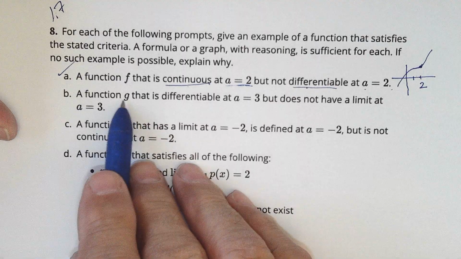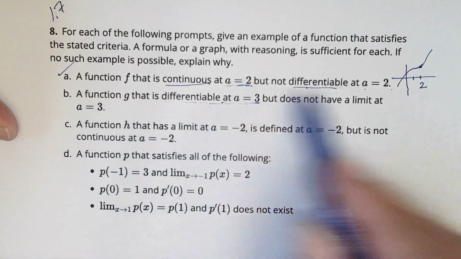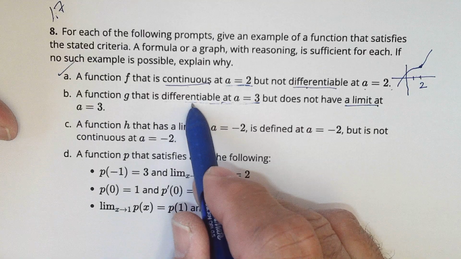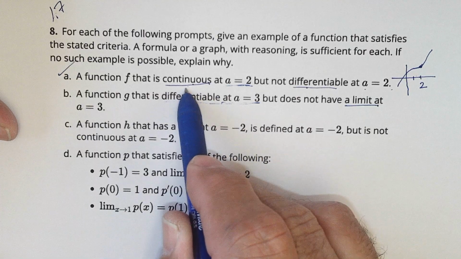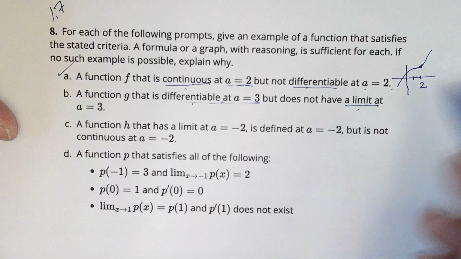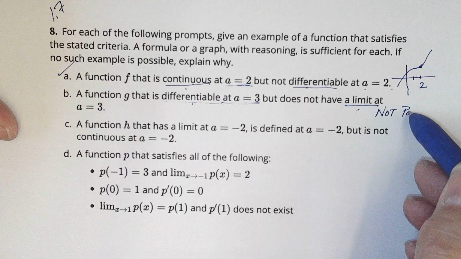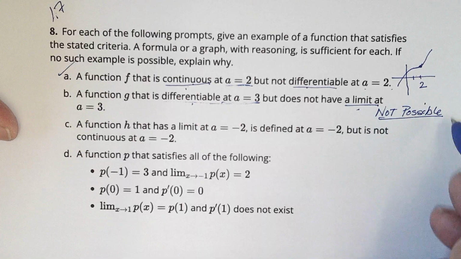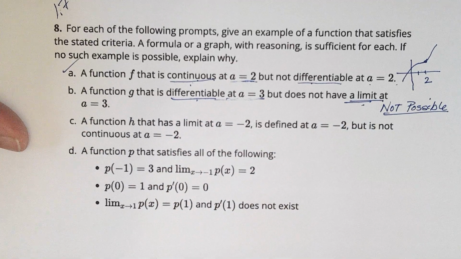B, a function g that is differentiable at 3 but does not have a limit. Now, to be differentiable, it has to be continuous. To be continuous, it has to have a limit. So this is not possible. It can't be differentiable and not have a limit anywhere.